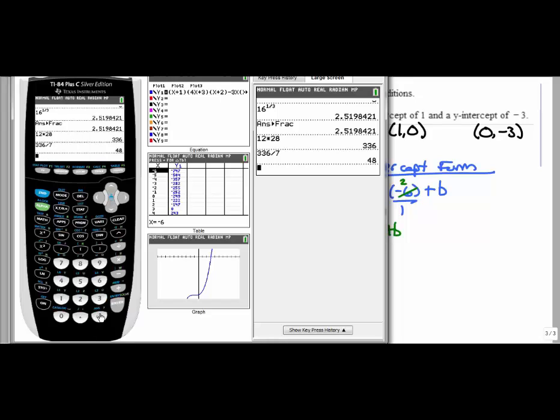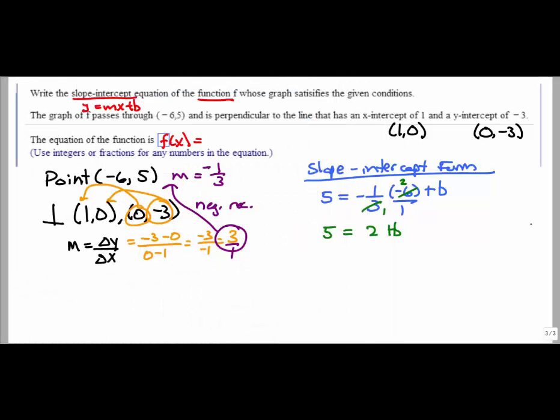So we'd start here, and I'd have negative 1/3 times negative 6. So I get 2. So again, if you need to use your calculator, go ahead and do that. It's more important to get right answers than to guess and get them wrong. So then we'd subtract 2 here. So I have 3 equals b. So I know that my y-intercept is 3.